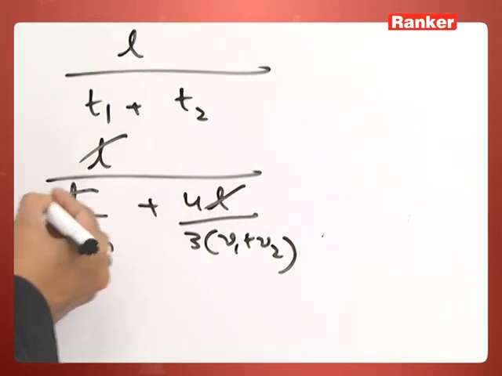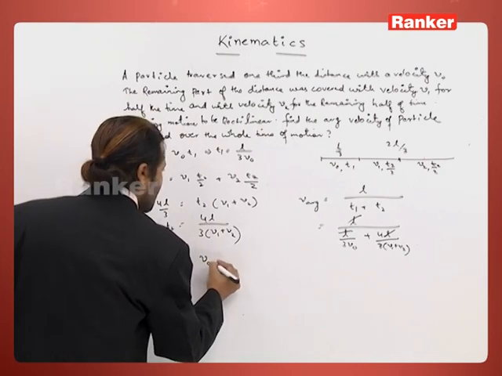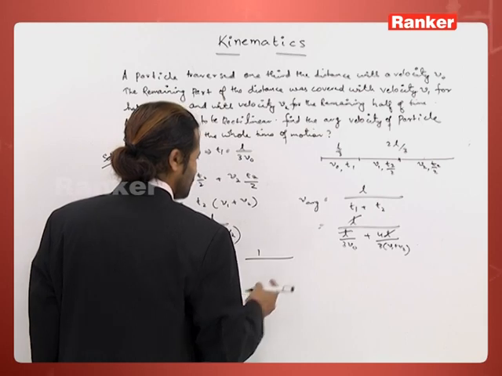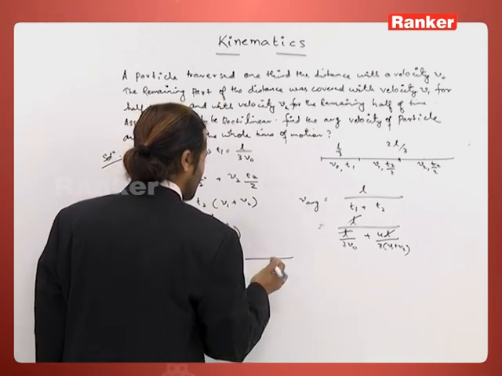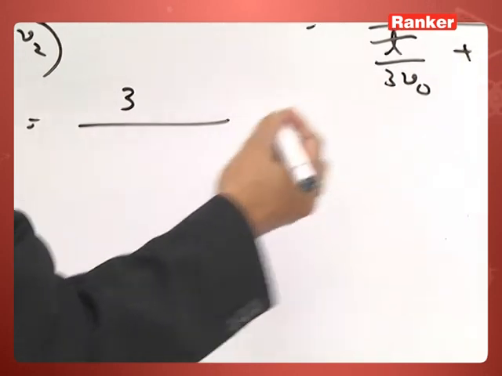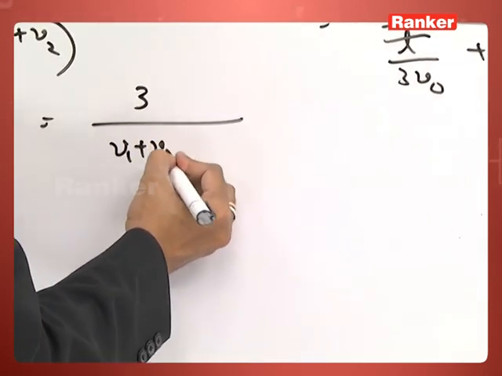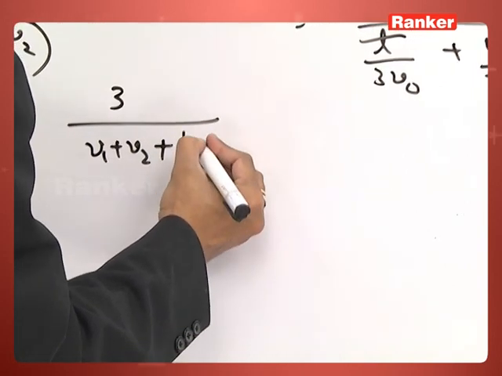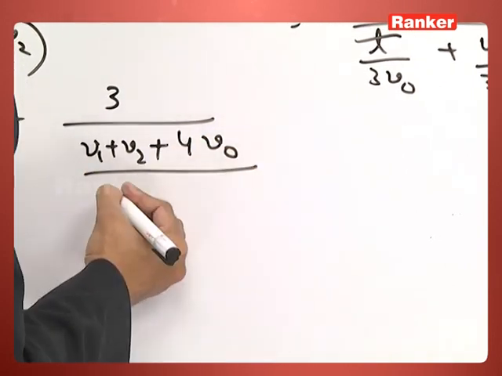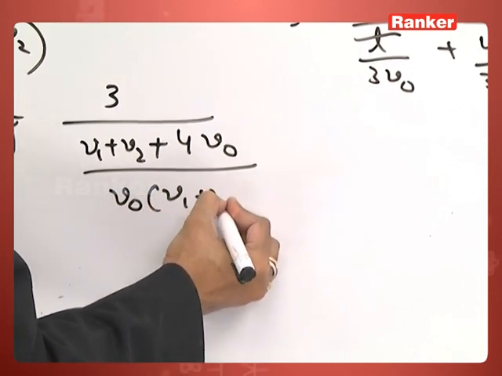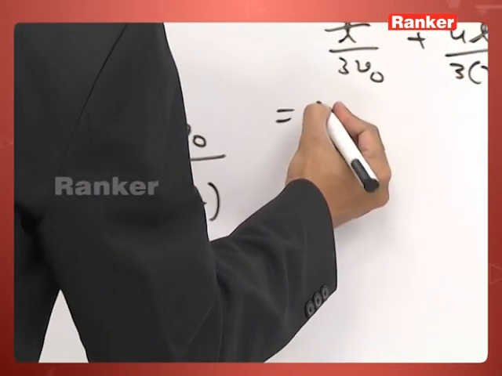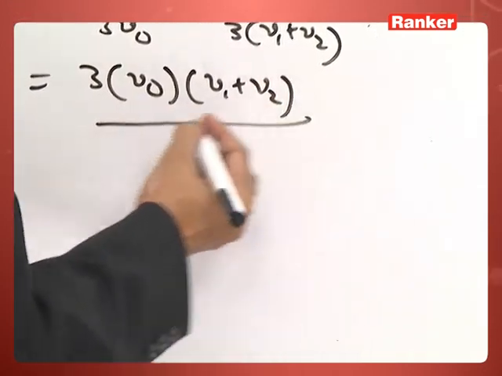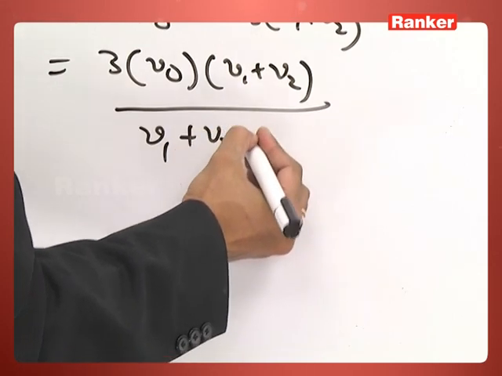This all L cancels out. So v average becomes 1 by, the 3 I take common over here. So LCM is v1 plus v2 plus 4 v naught, over v naught into v1 plus v2. So this implies 3 into v naught into v1 plus v2, whole divided by v1 plus v2 plus 4 v naught.